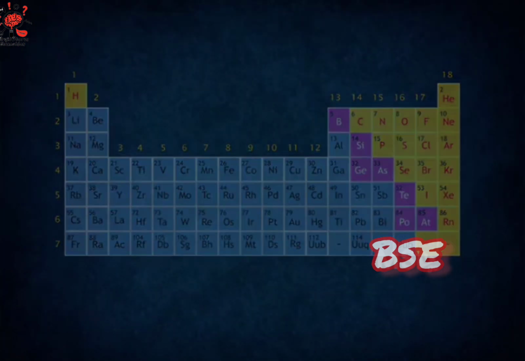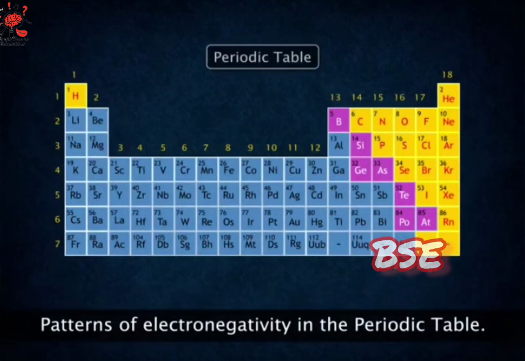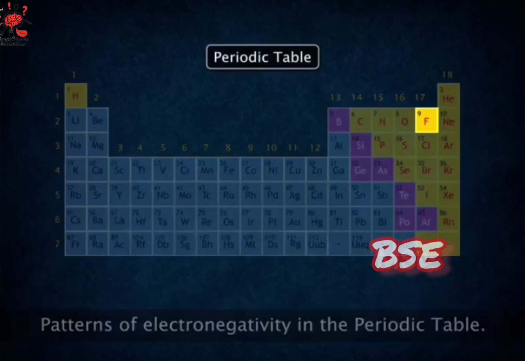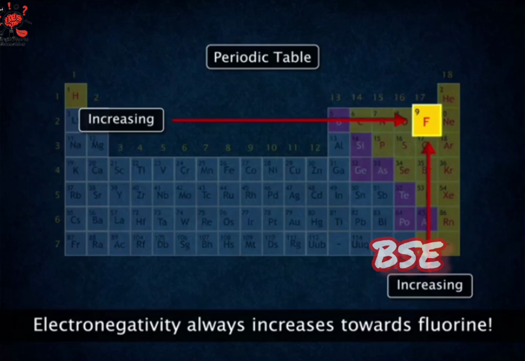In the periodic table, fluorine is the most electronegative element and cesium is the least electronegative. Since electronegativity must always increase towards fluorine, it becomes easy to remember the patterns of electronegativity in the periodic table.